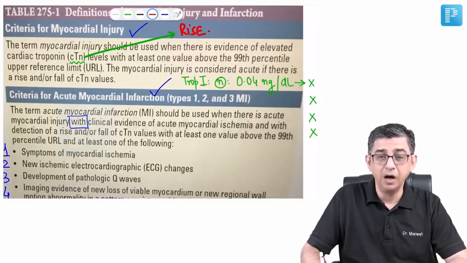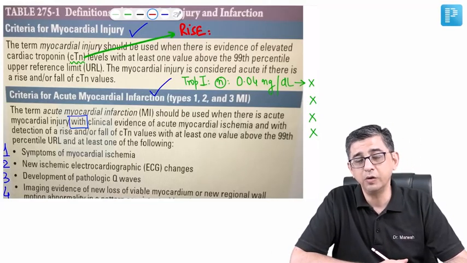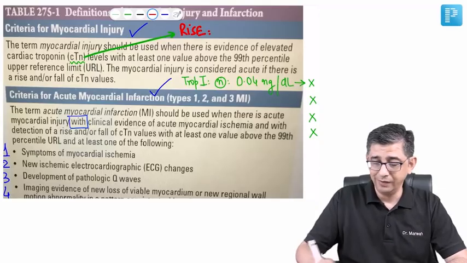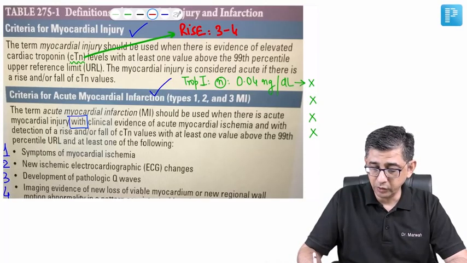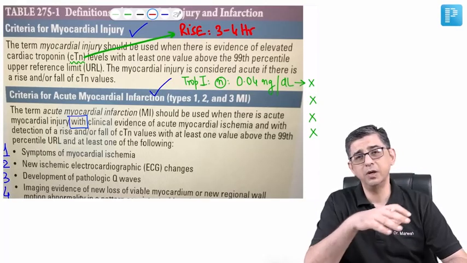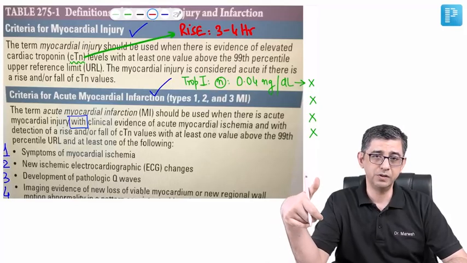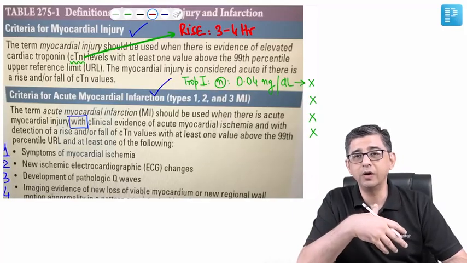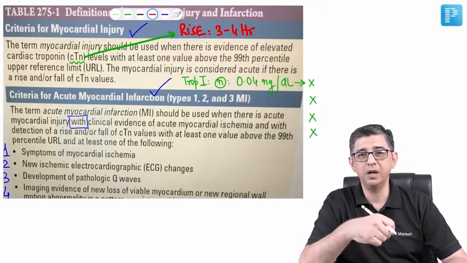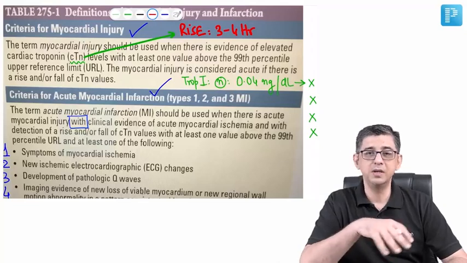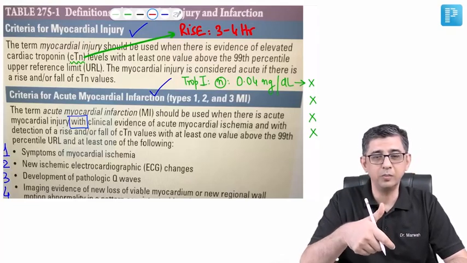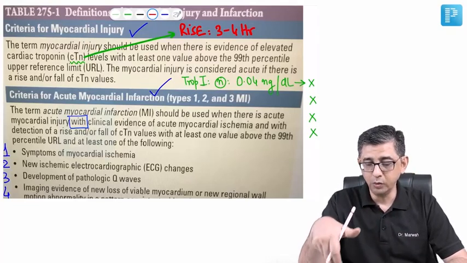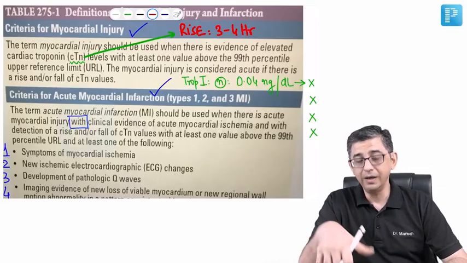If the question asks how much time is required for troponin I to rise, it would be approximately 3 to 4 hours, in contrast with CPK-MB, which takes about 4 to 6 hours. When I was a student at your age, we mainly studied CPK-MB, but you guys mainly study cardiac troponin I or cardiac troponin T, because we could have a rise earlier.